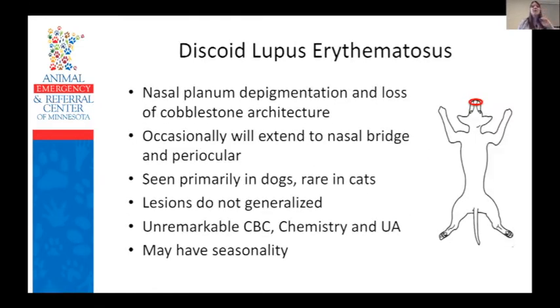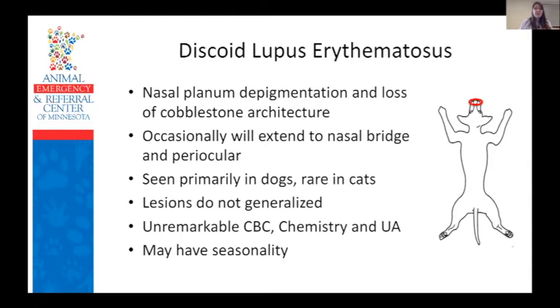With DLE, the biggest thing is you're going to see usually straight up just nasal planum depigmentation, loss of that cobblestone. So it looks different than most diseases. It's not just like a crusting lesion. You can have absolute crusting. You can occasionally have bleeding too, because it's a deeper lesion, depending on where it's located. Meaning if you have a capillary there, you can start to bleed. You can sometimes have it go up the nose, so you'll get kind of nasal bridge and periocular lesions. Not always, usually it stays nose, but it can go up.